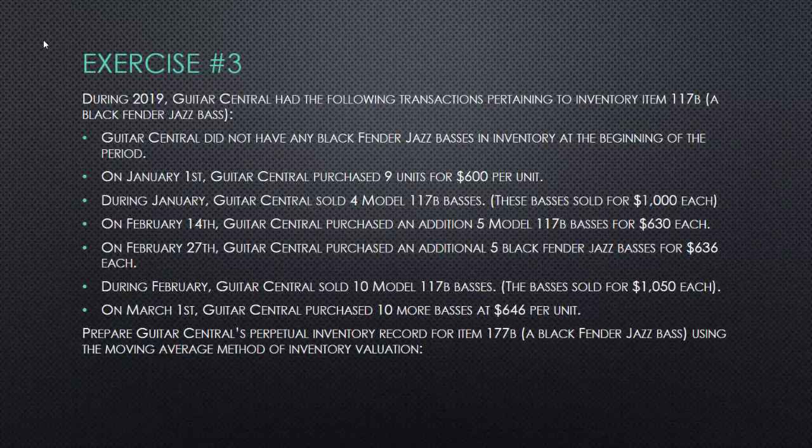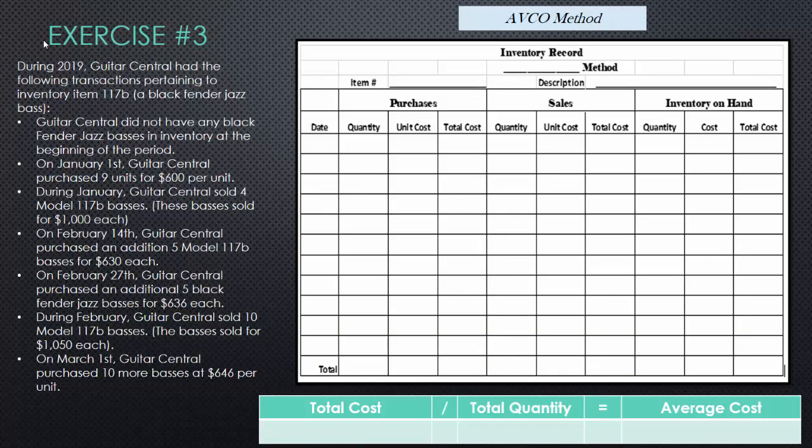One more exercise, another one for Guitar Central. This time we are selling inventory item 117B, which is a black Fender Jazz bass. We have their beginning inventory levels, all of their purchases, and all of their sales. Let's use the AVCO method to figure out what our cost of goods sold was and what our inventory on hand was at the end of the period using a perpetual inventory record.